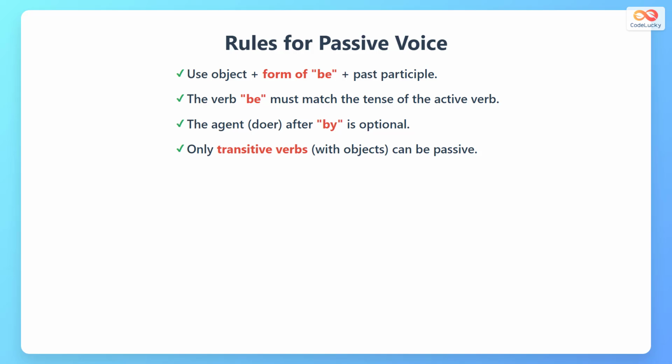First rule, use object plus form of be plus past participle. Second, the verb be must match the tense of the original active sentence. Third, the agent after by is optional when not important. Fourth, only transitive verbs that take objects can become passive.